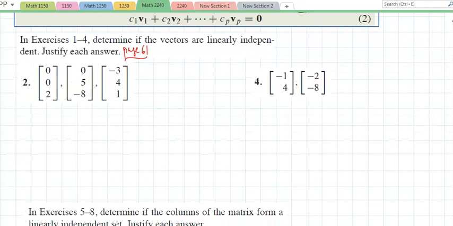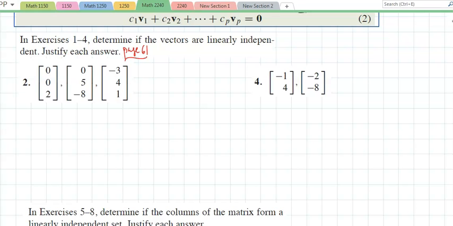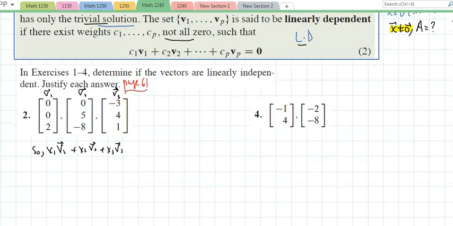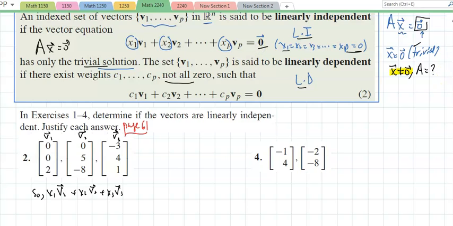So I'm looking at page 61 and I'm starting with a problem. It says determine if the vectors are linearly independent. Well, a couple of ways I could do that. By definition, I'm really supposed to take x1 times v sub 1, plus x2 times v2, plus x3 times v sub 3, and you set that equal to 0.